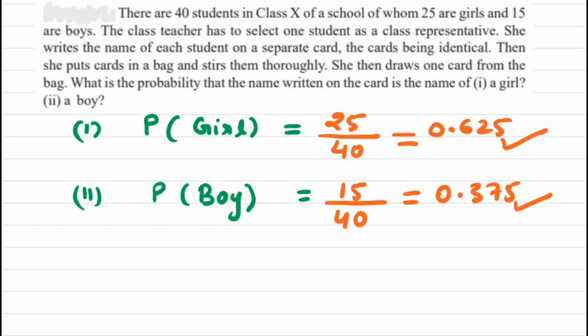Number 2, this question's elementary events are having a girl named card and having a boy named card. So the sum of the probability of all the elementary events is always 1. Now when we add these probabilities, we are going to get 1. Let's check it. So 0, here once again 0, and here 0, and we are getting 1. So the sum of the probabilities of all the elementary events is always 1.